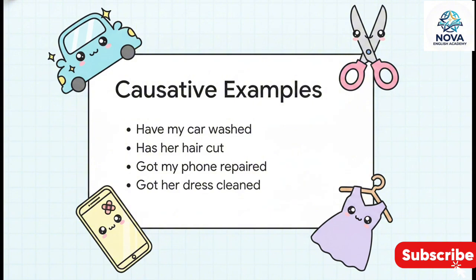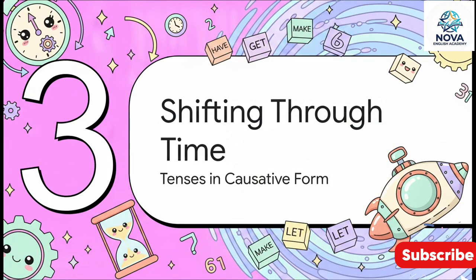Have my car washed. Has her hair cut. Got my phone repaired. Got her dress cleaned. By using this structure, we're beautifully keeping our own hands clean while someone else washes the car, cuts the hair, repairs the phone, or cleans the dress. We are arranging the action, but totally skipping the labor. That's the dream. Section 3, shifting through time.